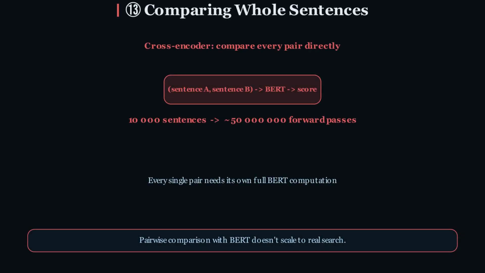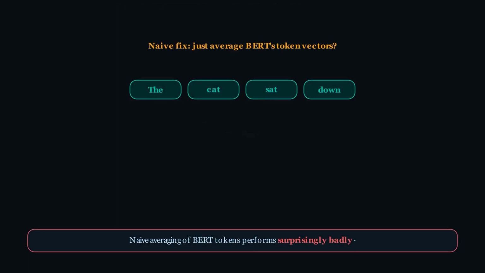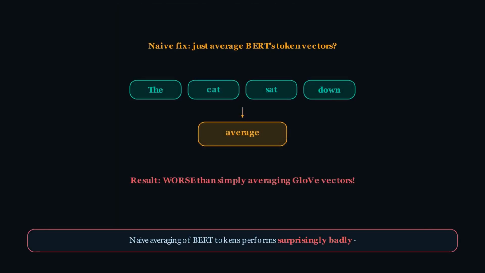Standard BERT is superb at comparing two specific sentences directly, a so-called cross-encoder. But to compare 10,000 sentences against each other, you'd need nearly 50 million forward passes. This is far too slow for real-time search. What if we just average BERT's token outputs? Surprisingly, this performs worse than even the much older, much simpler trick of averaging static GloVe vectors. Raw BERT wasn't trained to produce good sentence-level geometry.